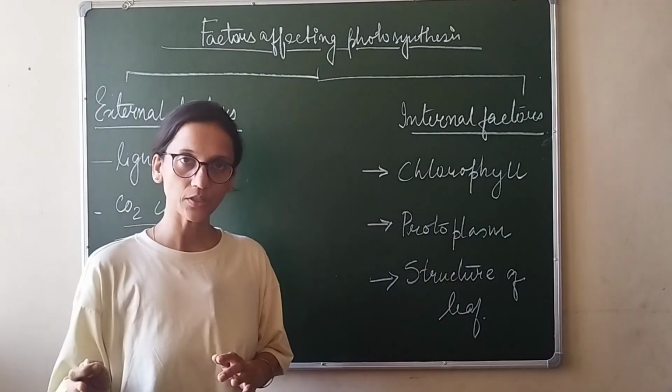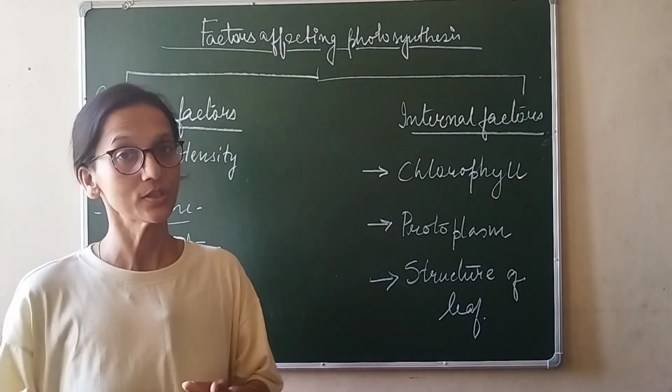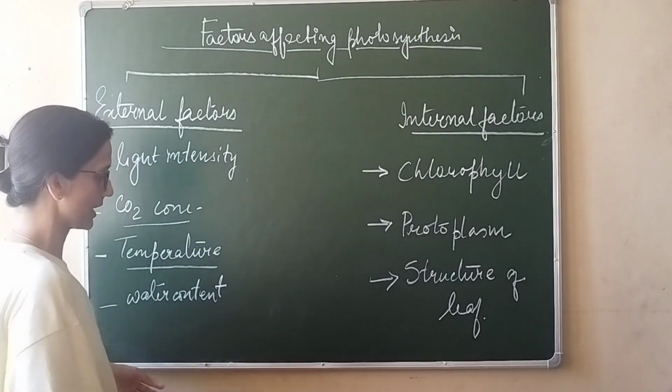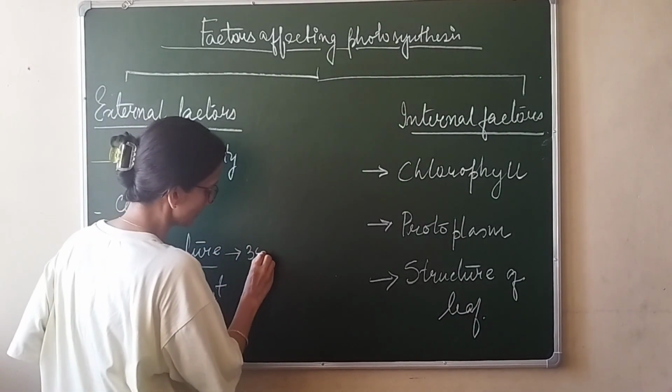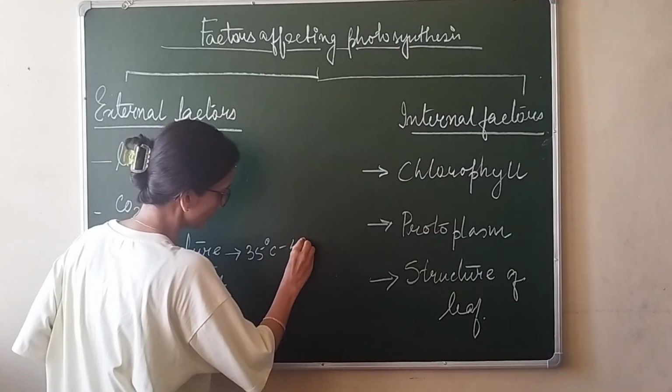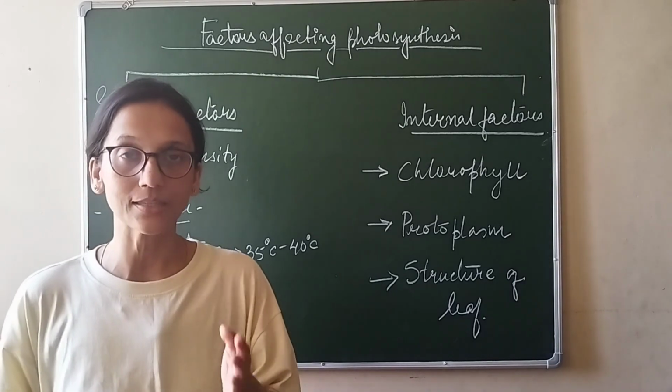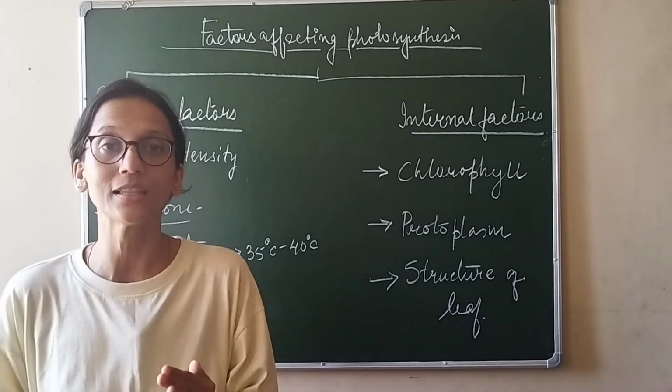With rise in temperature, there will be a rise in the rate of photosynthesis, but there is an optimum range of temperature till which it will happen, and that optimum range is from 35 degrees Celsius to 40 degrees Celsius. Beyond 40 degrees Celsius, if the temperature rises, then the rate of photosynthesis will stop.